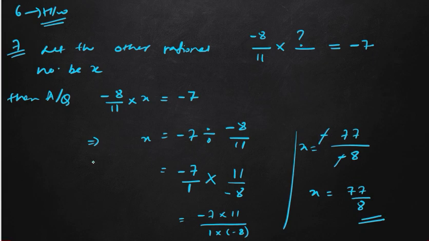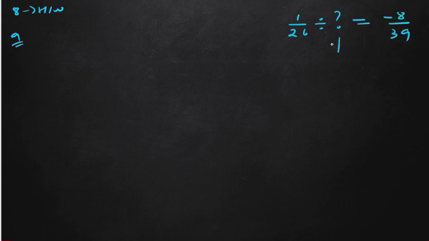Question number 8 is also the same, so take 8 as homework. Question 9 is also similar. The question is: by what rational number should 1 by 26 be divided to get this answer? So you have to think by which rational number we will divide 1 by 26. The answer is minus 8 by 39. So you have to take this question mark to be x.